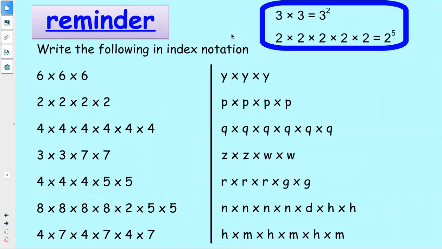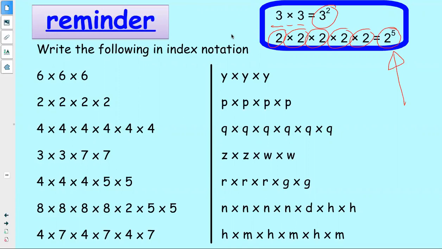Okay, so just a wee reminder of indices and index rules. If we look up at the right hand side here, this blue box, look here. 3 multiplied by 3 can be written, it's the exact same as 3 squared. We know that 3 squared means 3 multiplied by 3. Okay, this is index form. The next one, we've got 2 multiplied by 2, multiplied by 2, multiplied by 2, multiplied by 2. There's 5 2's there multiplying by each other. That can be written as 2 to the power of 5.